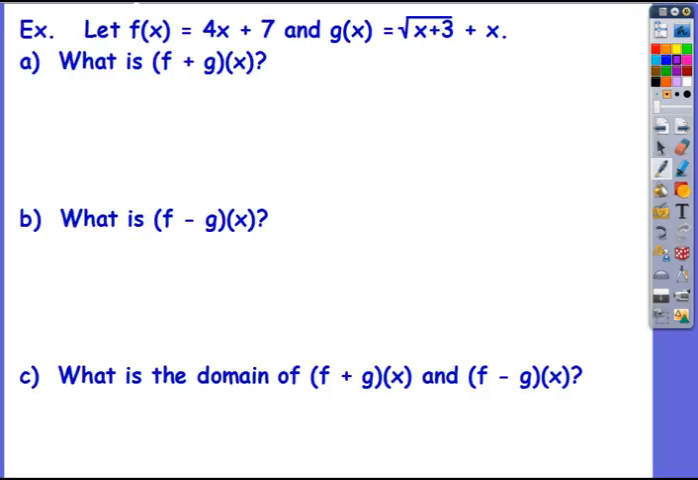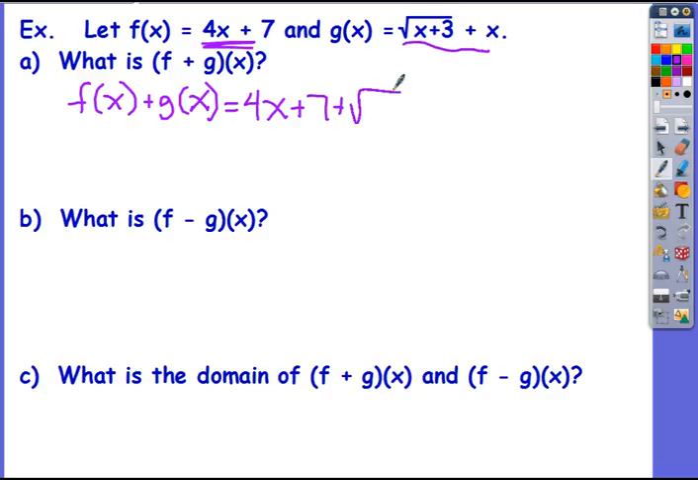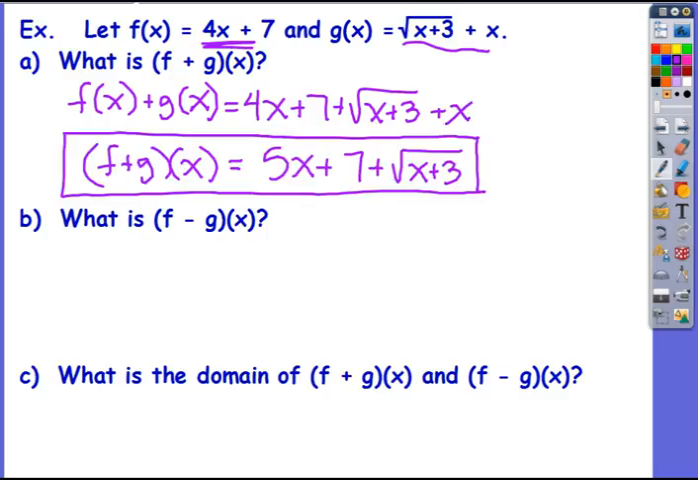So let's take a look at what that means. First example, let f of x equals 4x plus 7, g of x equals the square root of the quantity x plus 3, plus x. And what is f plus g of x? So f plus g of x would be the same as saying what is f of x plus g of x? So if I'm finding the sum, all I have to do is take f of x, 4x plus 7, and add on g of x, square root of x plus 3, plus x. And then if I'm adding, just combine your like terms. So in the end, f plus g of x equals 5x plus 7 plus the square root of x plus 3. Do you want to give part B a try?